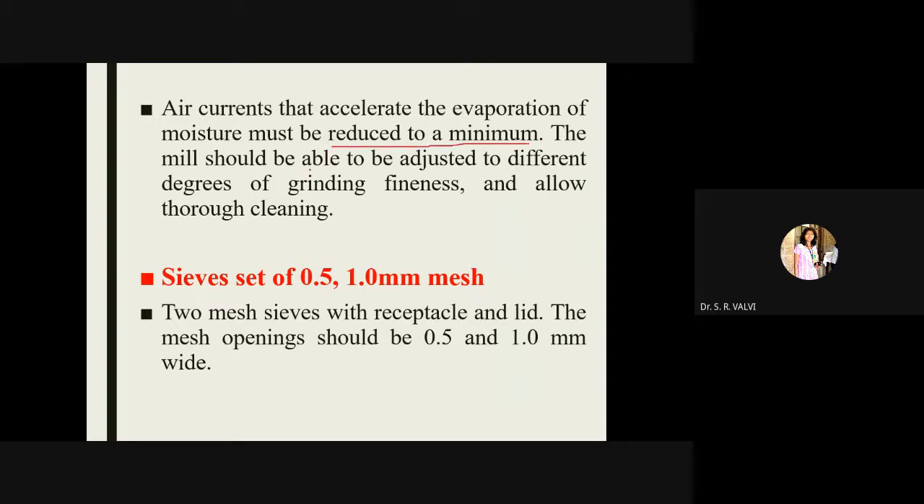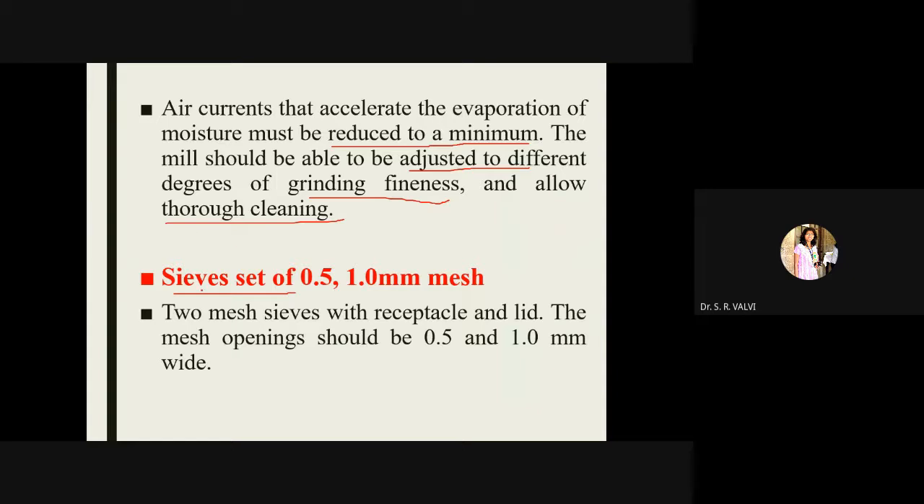The mill should be able to adjust to different degrees of grinding fineness, and allow thorough cleaning. So here your cleaning should be thorough, and the grinding fineness should be adjusted with the help of the knobs which are present again on the grinding mills. So that according to the different sizes of the seed we can adjust the fineness of the ground material.